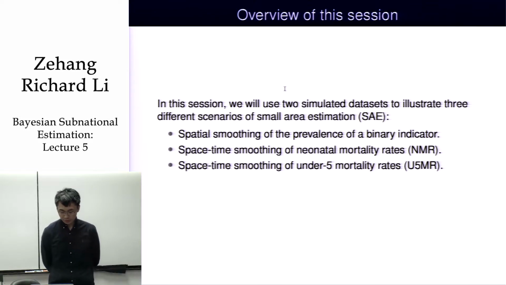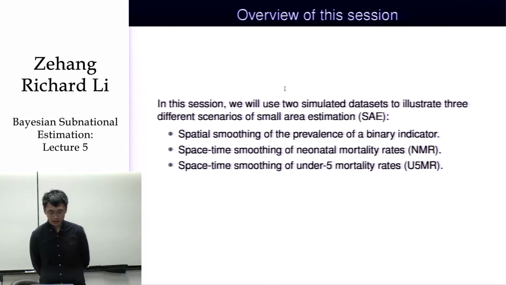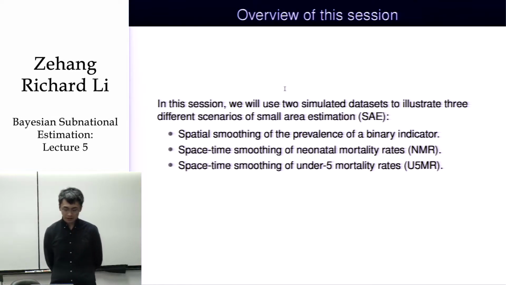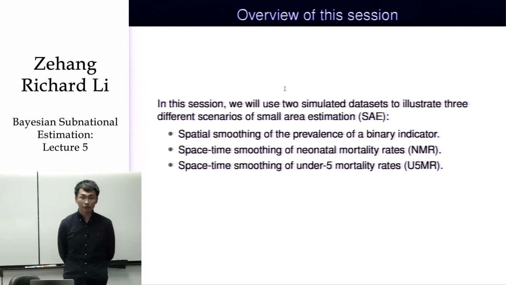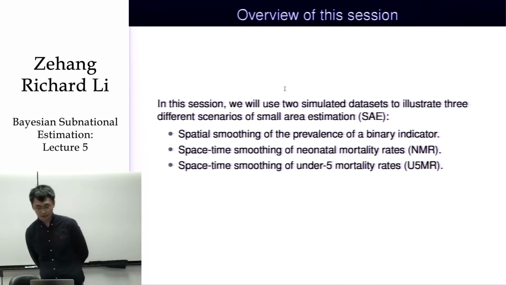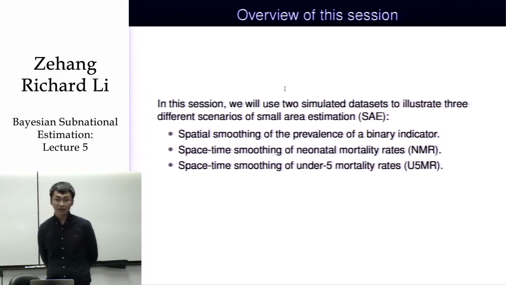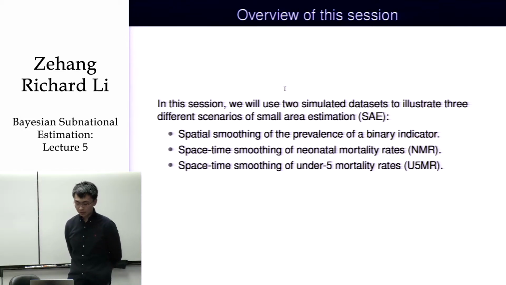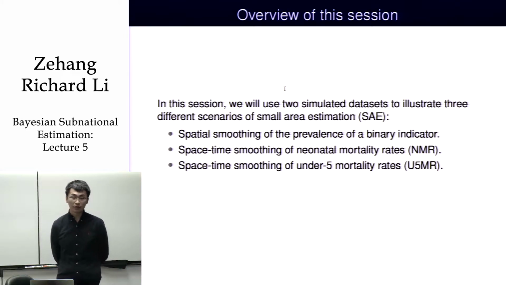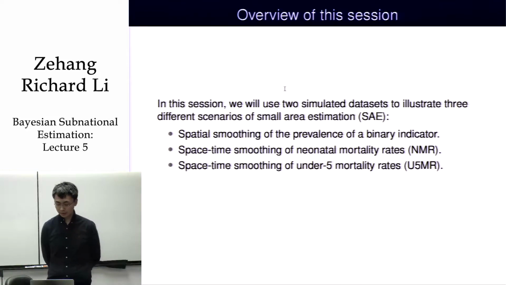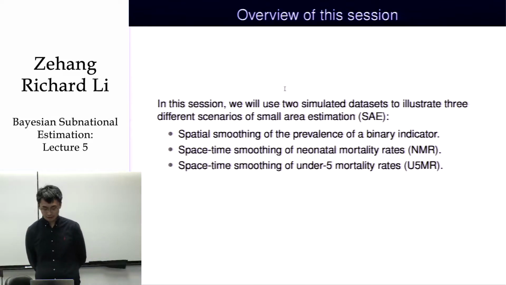In the second example, we'll look at how to do space-time smoothing of neonatal mortality rates. So it's a still relatively simple binary indicator. And for those 2 tasks, we're going to be using a function called fitGeneric in the summer package. And then lastly, we'll be looking at space-time smoothing of under 5 mortality rates. This will include a few different extra steps, such as the discrete survival modeling and combining different surveys.